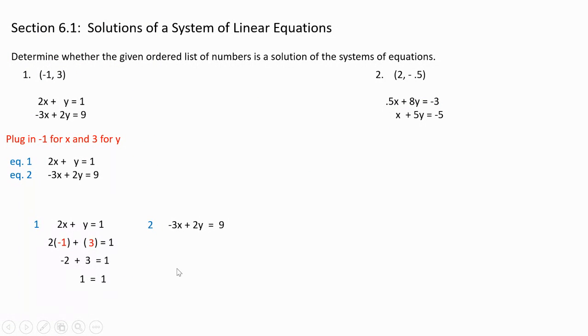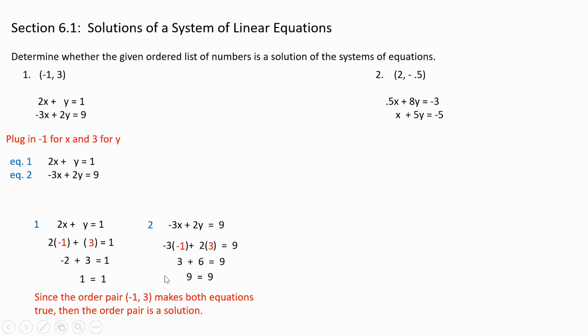But before we can say it's a solution, it's got to be true for both equation 1 and equation 2. So now I'm going to repeat the process for equation 2. I'm going to plug in -1 for x and 3 for y. This gives us 9 equals 9, so that means the point -1, 3 is a solution to the system of equations, which is equation 1 and equation 2.